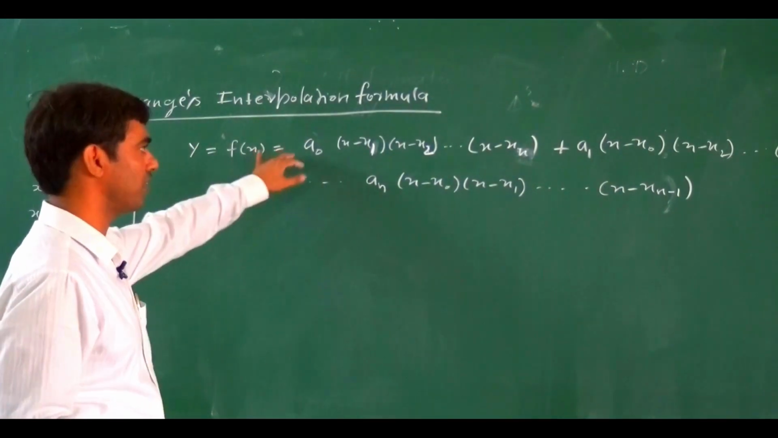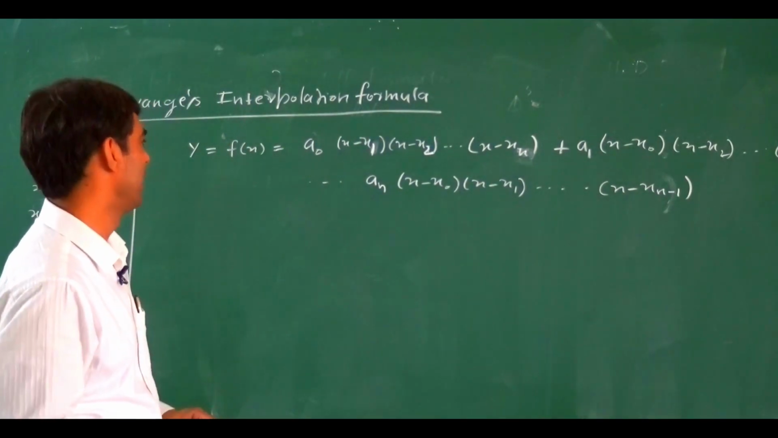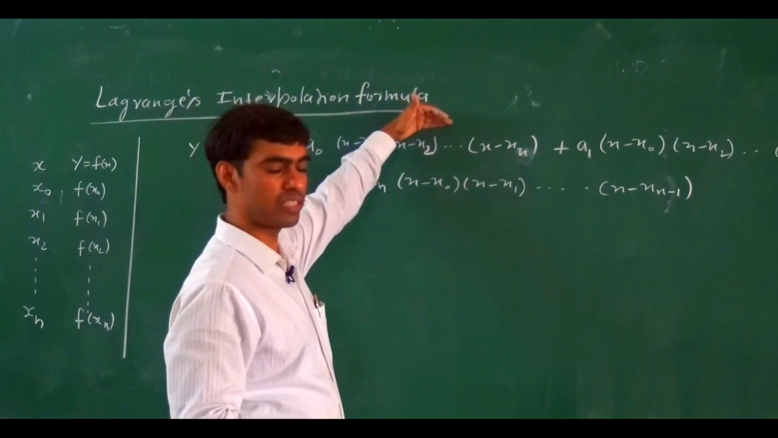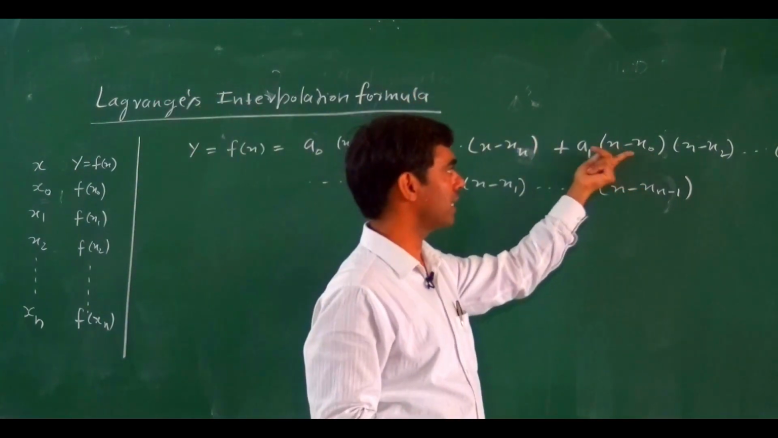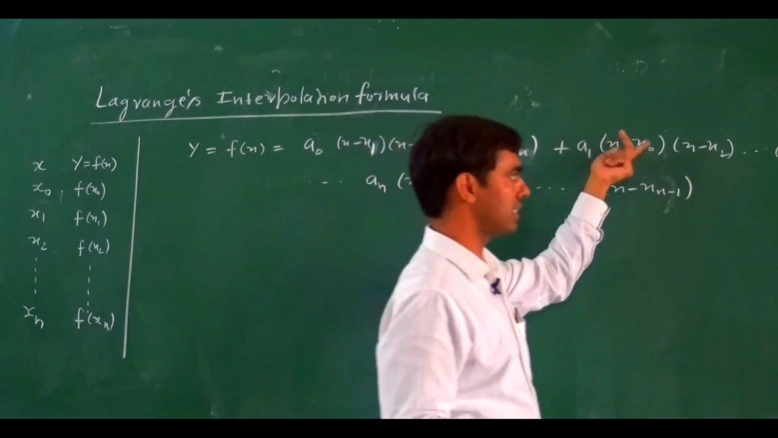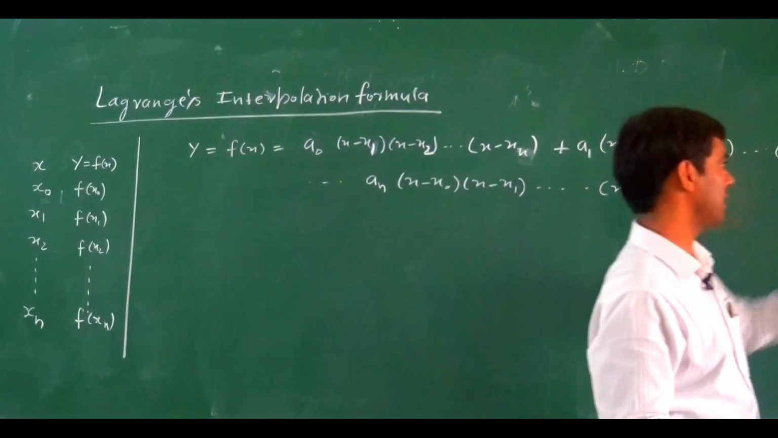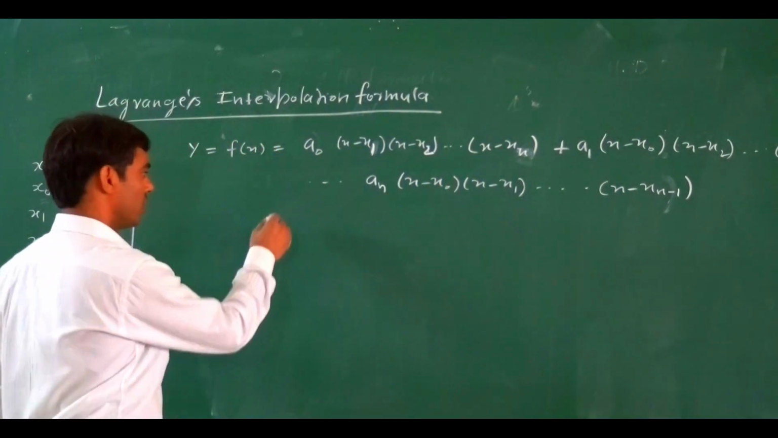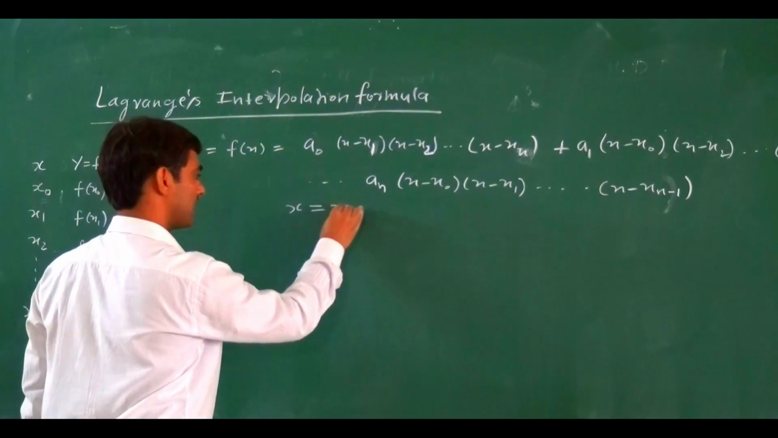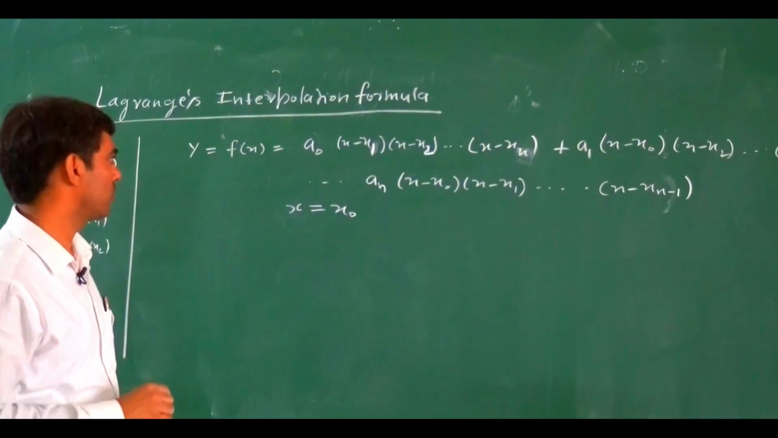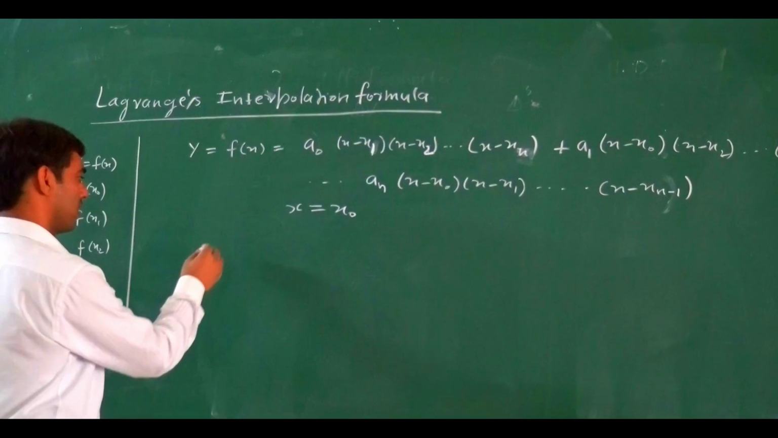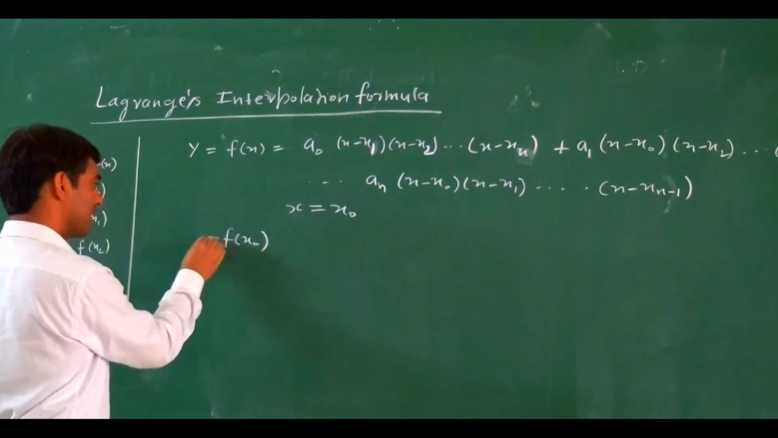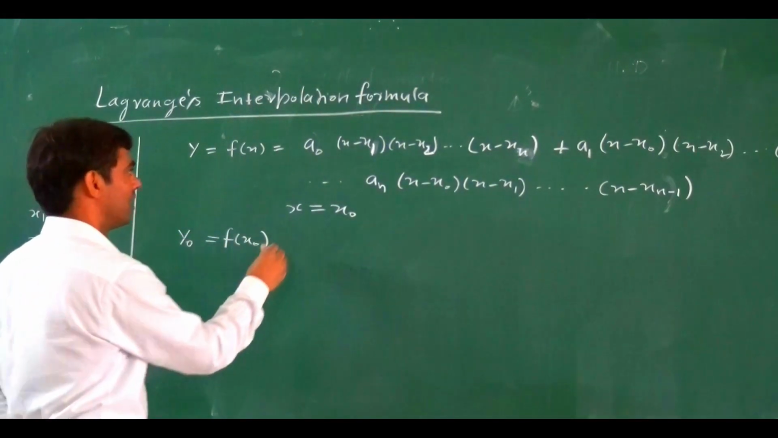So how do we find the values of a0, a1, a2 up to an? How do we find the value of a0? In all other terms except the first term, there is a factor of x minus x0. In the next term also there is a factor of x minus x0. In the last term also there is a factor of x minus x0. So if we put x equal to x0, then what will happen? The right hand side becomes f of x0, which may also be written as y0.